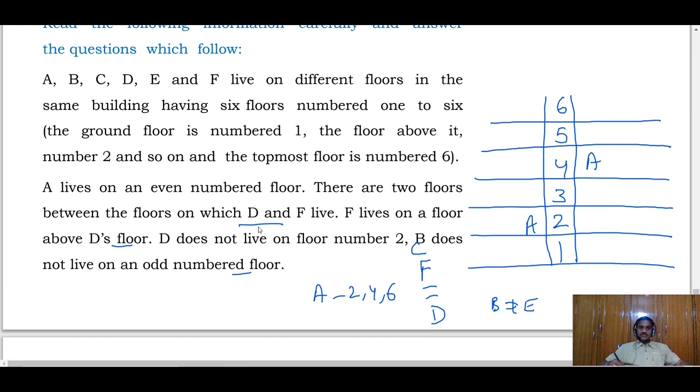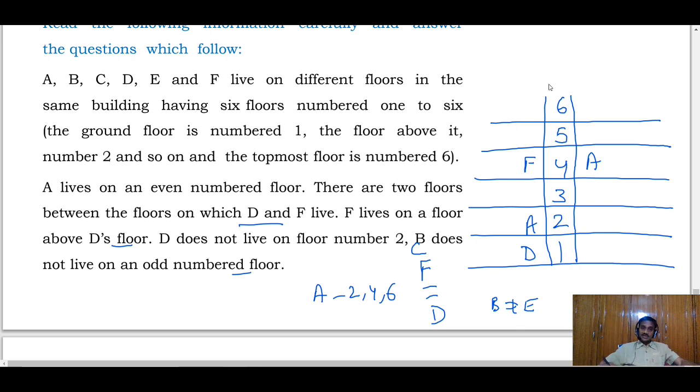Now there are 2 floors between D and F. F lives on a floor above D's floor. D does not live on the second floor. As D does not live on the second floor, where can D be? F is here, and if F is here, C can be at any one of these places.